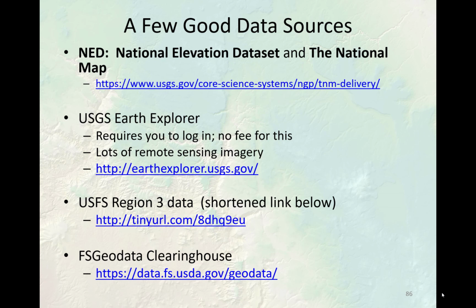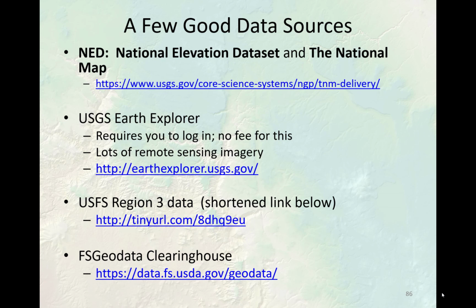I also recommend the USGS Earth Explorer. There's just a lot of national level data on there. This U.S. Forest Service Region 3 data, if you are in Arizona or New Mexico and plan to work with the Forest Service, this is a really nice site for pretty much almost all the data that they have available to them. So you have stand types, you have roads, rivers, hydrologic data sets, grazing allotments, all that good stuff.